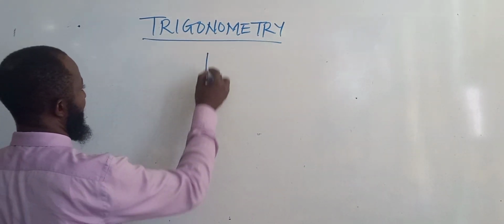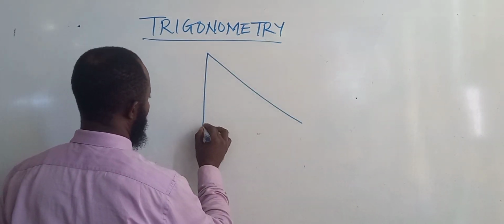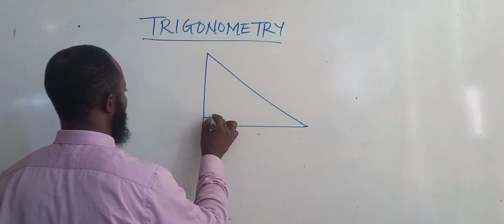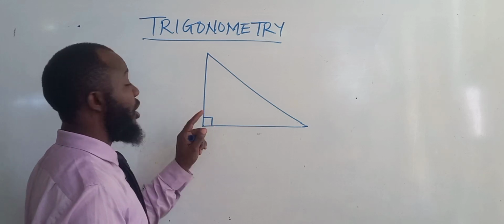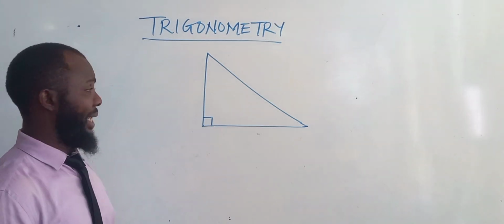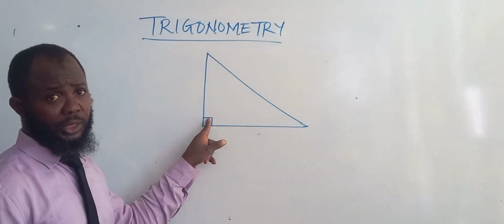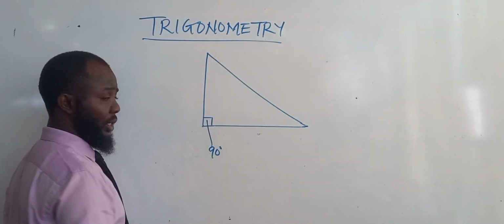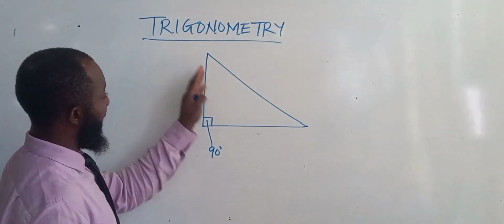So a right angle triangle is this. Here it is. Why is it a right angle triangle? Because one of its angles is a right angle, that is 90 degrees. So this is the angle of 90 degrees. Take note of that.